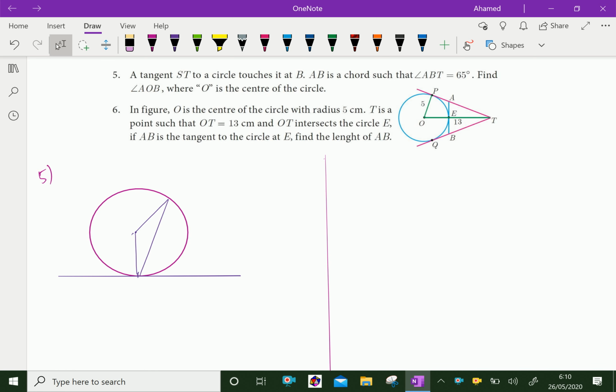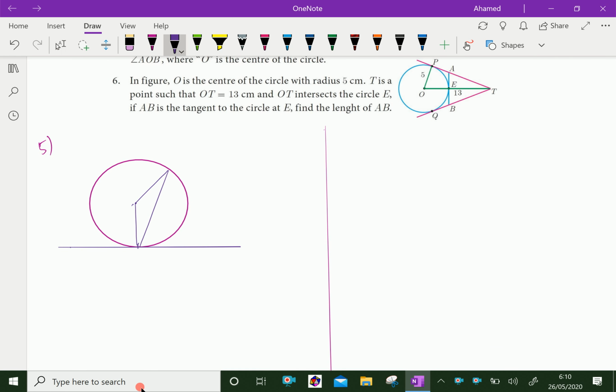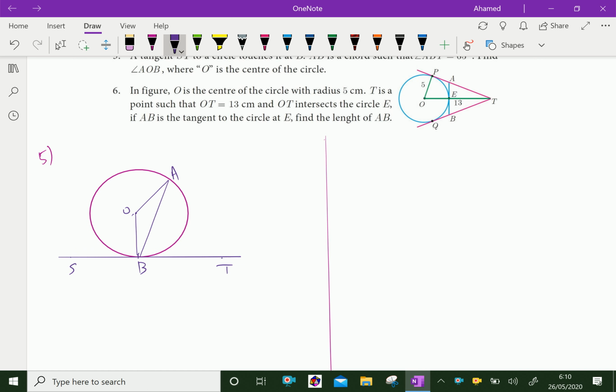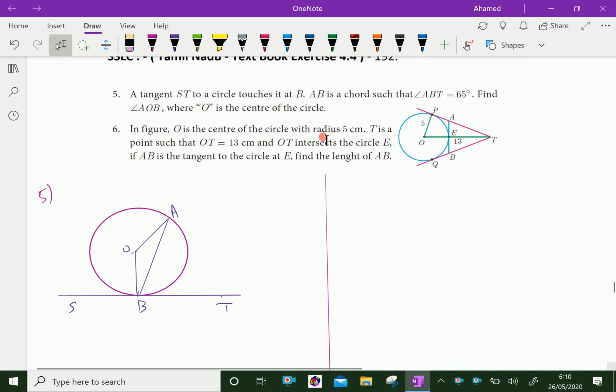Here, this tangent ST meets the circle at the point B. Center is O. This point is A. Here, AB is the chord of the circle and angle ABT is 65 degrees. Now, we have to find the angle AOB.